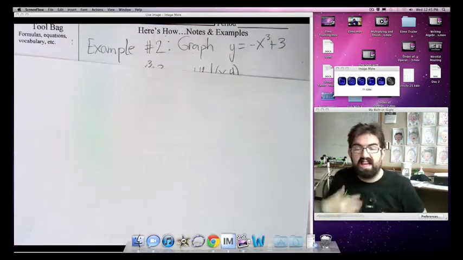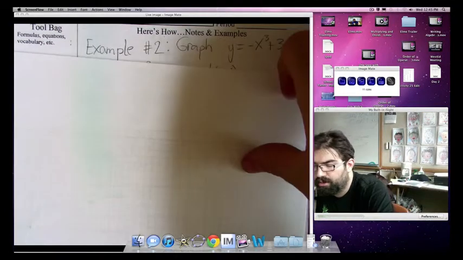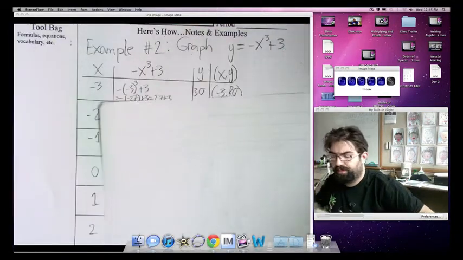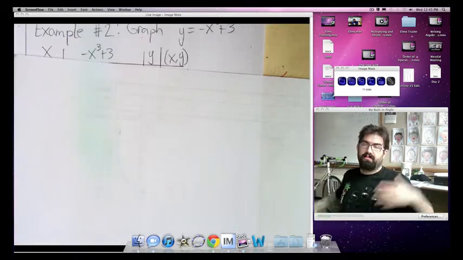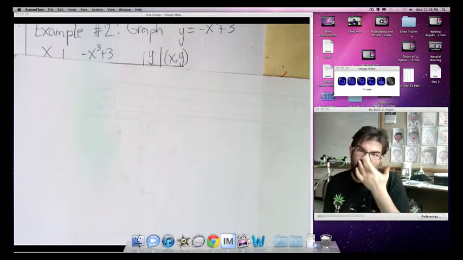This one is -x to the third. That is the father of all cubic equations. And +3, so it means it's the father, vertical shift up by 3, because 3 is the constant.